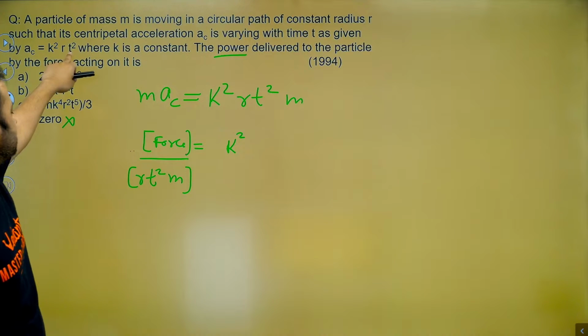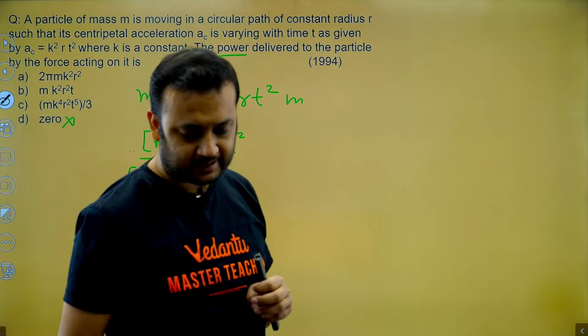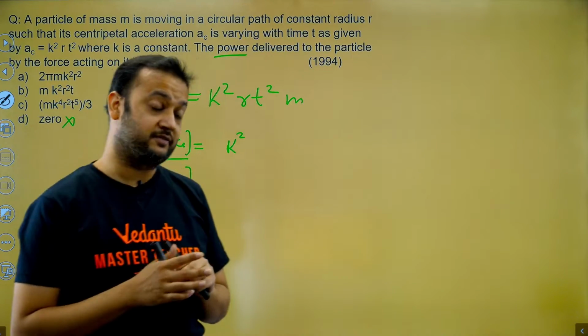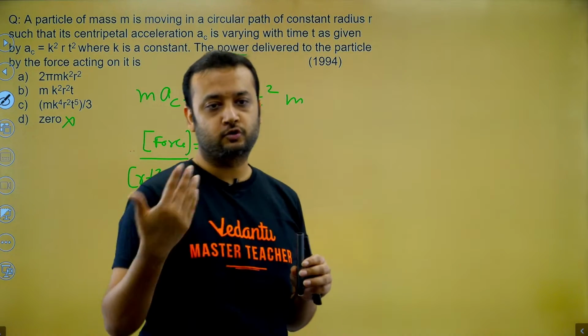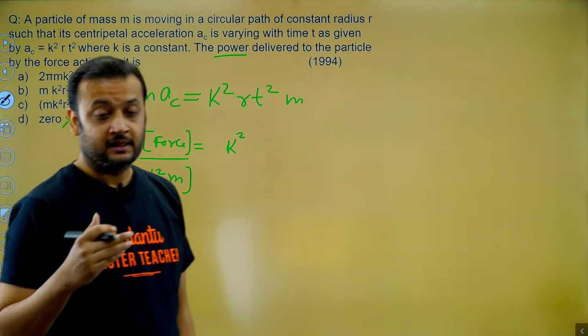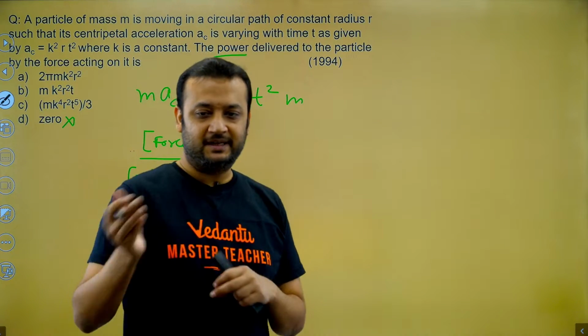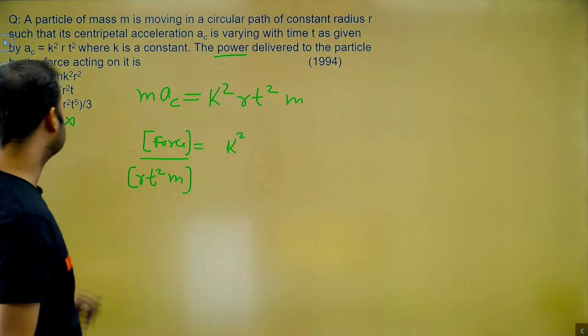If the centripetal acceleration is a function of time, that means centripetal acceleration is increasing. Now if centripetal acceleration is increasing, that means speed is increasing, because centripetal acceleration is also v square by r, basic knowledge of physics. So that means speed is increasing. That means power cannot be 0, because if speed is increasing, how can power be 0? That means it was getting kinetic energy. So option D is definitely wrong.